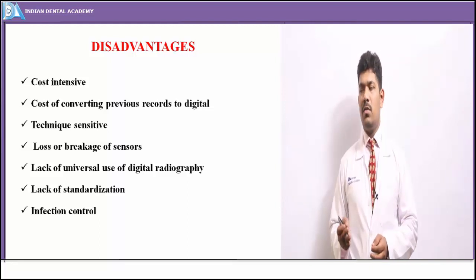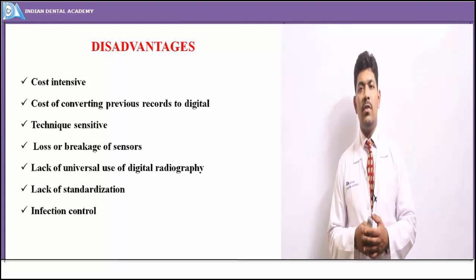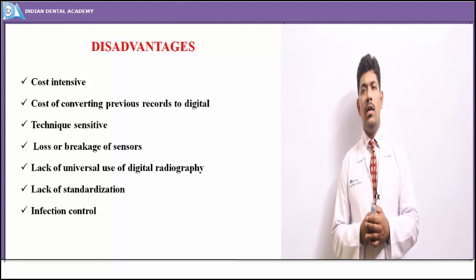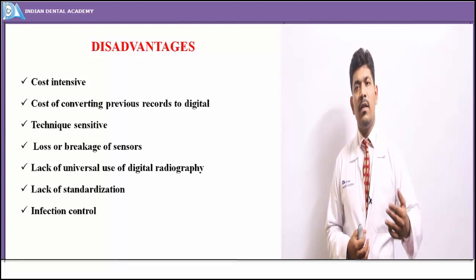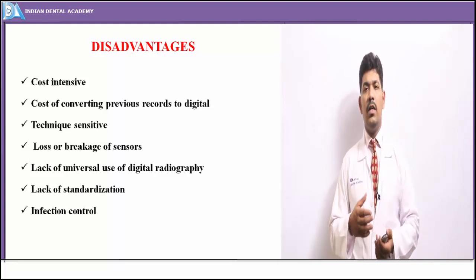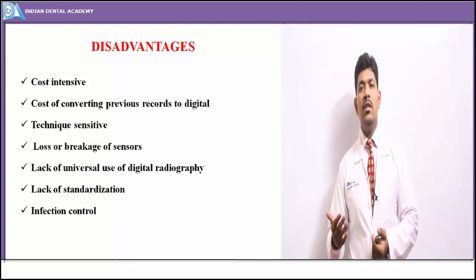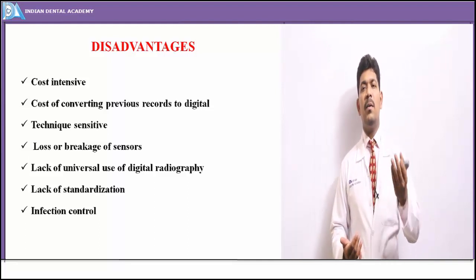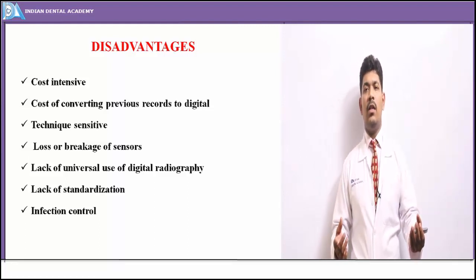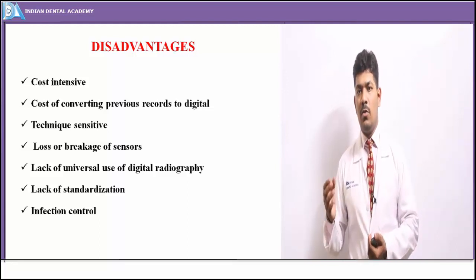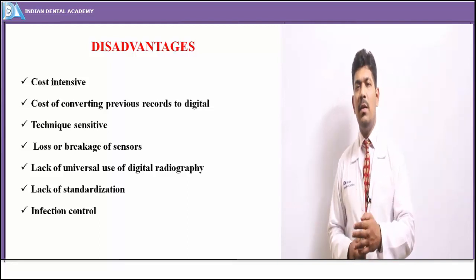Lack of universal use, obviously because of these disadvantages. There's a lack of standardization or a lack of total usage of digital imaging. So a person using digital imaging, if he wants to send this particular soft copy to another practitioner over a long distance, and if the other practitioner is not using digital imaging, the basic purpose of using a digital image to transfer these soft copies to another practitioner gets lost. So a widespread use and a standard protocol for usage of digital imaging still has to be implemented.